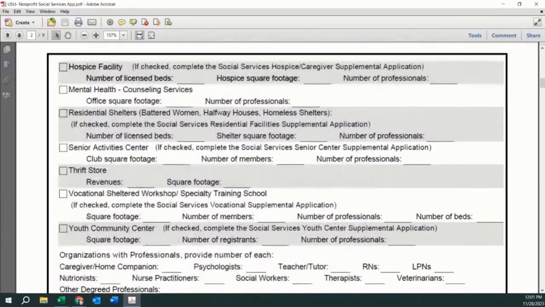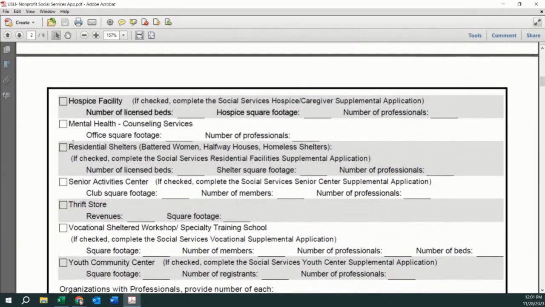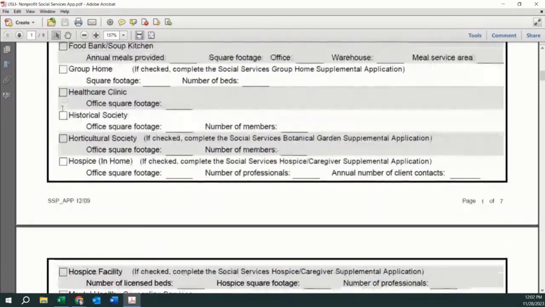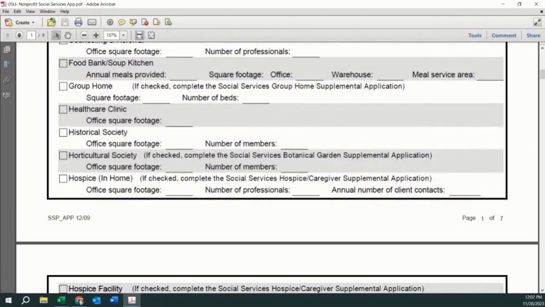So please be sure you know what you are. If you're going to check residential shelter, do you offer that for battered women, halfway houses, homeless shelters, the number of beds, and then your square footage and the number of professionals here? And so on your first house, what this might look like is that you either are a residential shelter or you are a group home. And then maybe your house is 2,000 square feet and maybe you have 5 bedrooms and you have 10 beds.